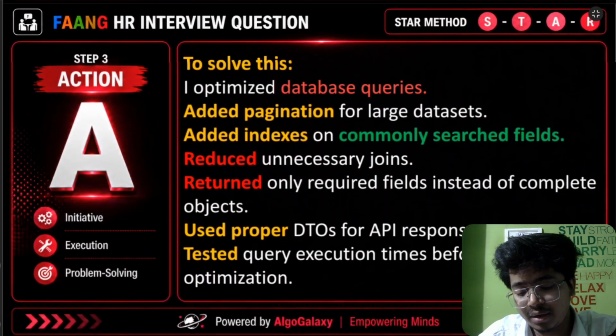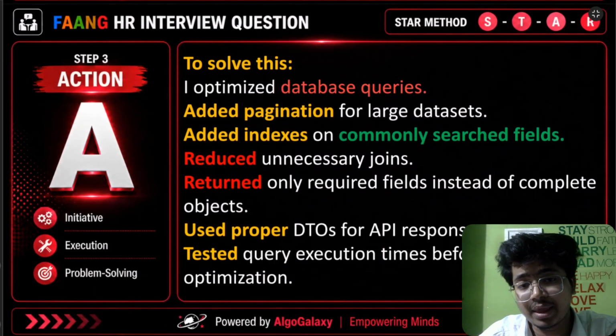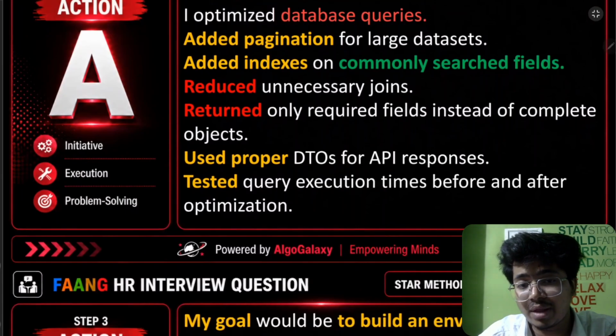To solve this, I optimized database queries, added pagination for large datasets, added indexes on commonly searched fields, reduced unnecessary joins, returned only required fields instead of the complete object, utilized proper DTOs for API responses, and tested query execution times before and after optimization.